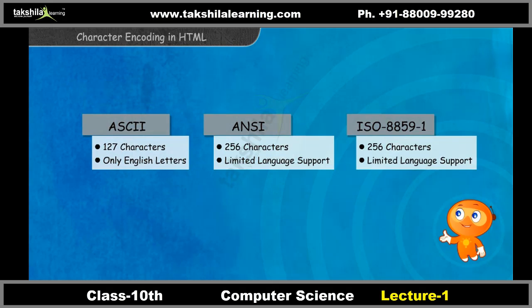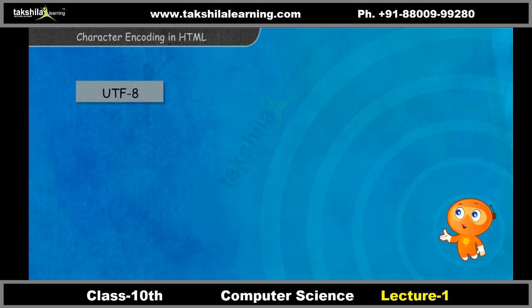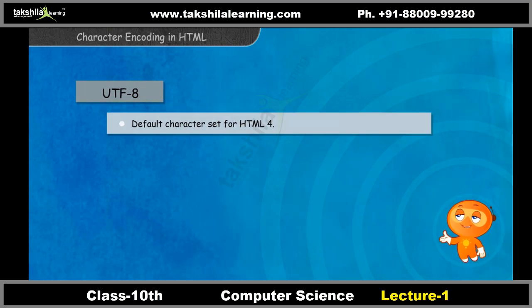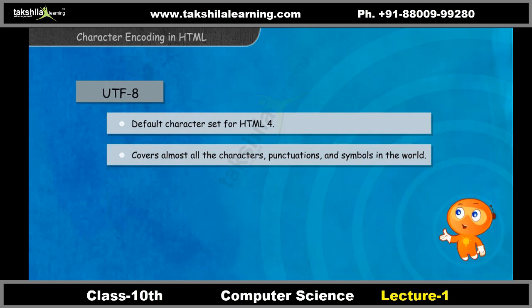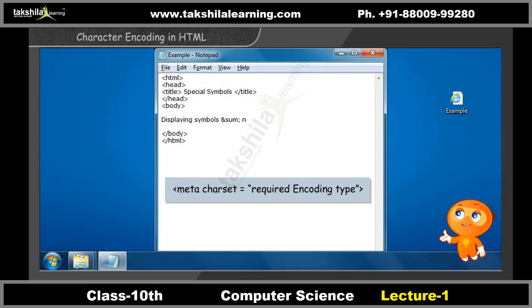Because the character sets in all the previous standards are limited, and not compatible in multilingual environments, the Unicode Consortium developed the Unicode Standard. The Unicode Standard covers almost all the characters, punctuations, and symbols in the world. While writing your HTML code, you have to specify the corresponding character encoding for the HTML version you use. The format for declaring character encoding is shown on the screen.